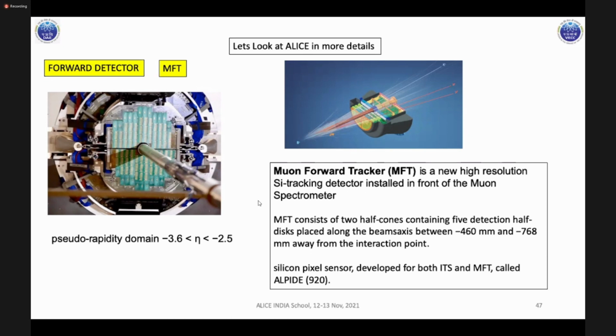between 460 millimeter to 768 millimeter. And the technology they have used is exactly the same technology that has been adopted by the present ITS. It means CMOS based MAPS technology, and the same readout methodology as well. Okay, and the pseudo-rapidity coverage it will have is minus 3.6 to minus 2.5.